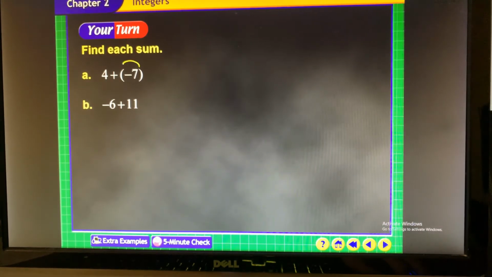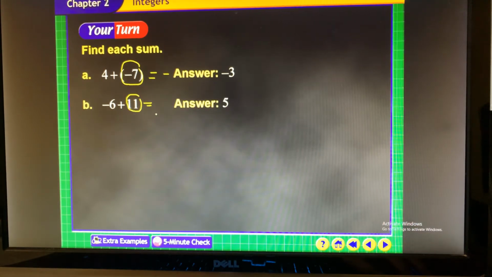You went left more than you went right, so you know you're going to subtract, and you know your answer is going to be a negative. This one, you went right more than you went left, so you know your answer is going to be positive after you subtract.